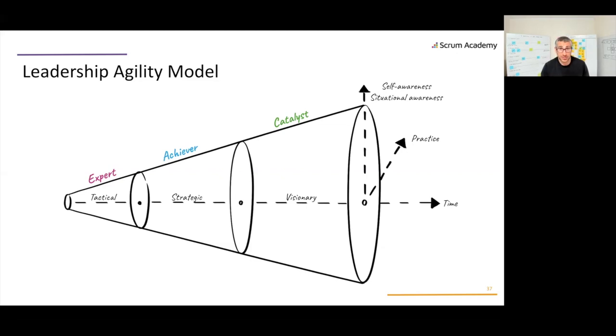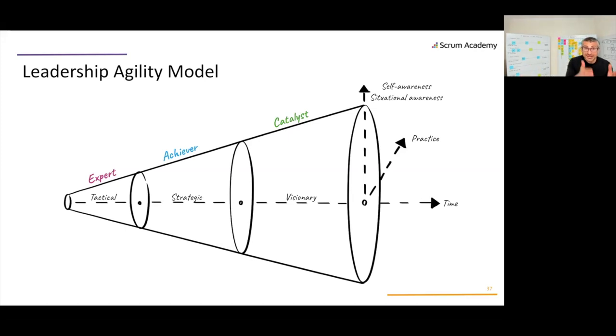The other piece, equally important, but before I answer a question, do you believe that it's the goal of a leader to be purely catalyst? Very quick no, and I agree, right? We talk about self-awareness and situational awareness. Depending on the different contexts in your organization, you probably need to flex your leadership style from one type to the other. But you can only do this if you're capable of all three.